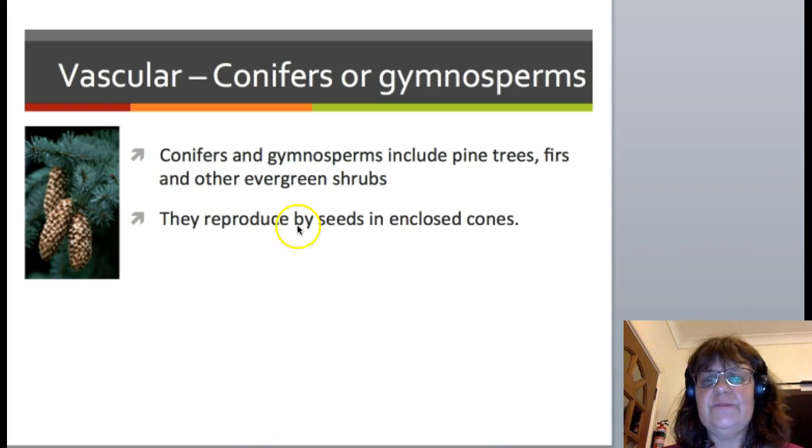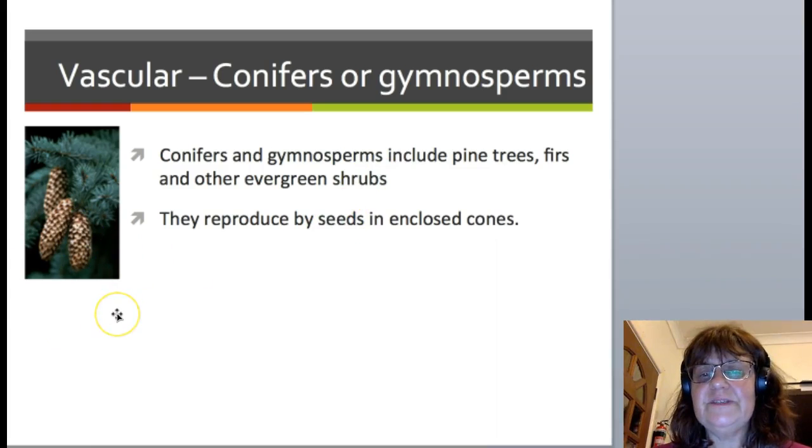Vascular conifers or gymnosperms are our pine trees, the firs, and the other evergreen shrubs. They're plants that live in the northern hemisphere, usually in snow. And their seeds, instead of being in flowers, are inside those cones. I'm sure you've all seen pine cones with their seeds that fall out.